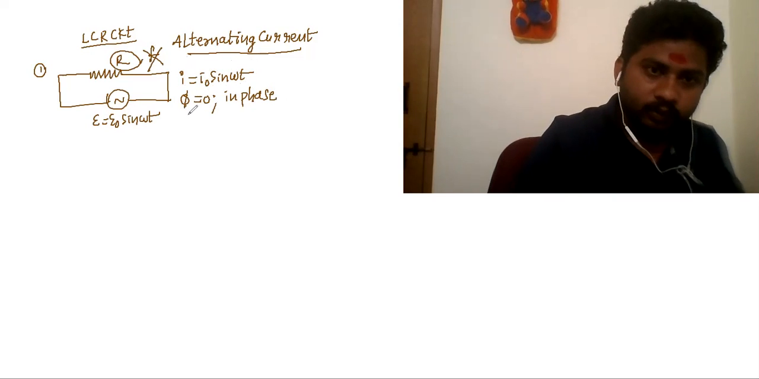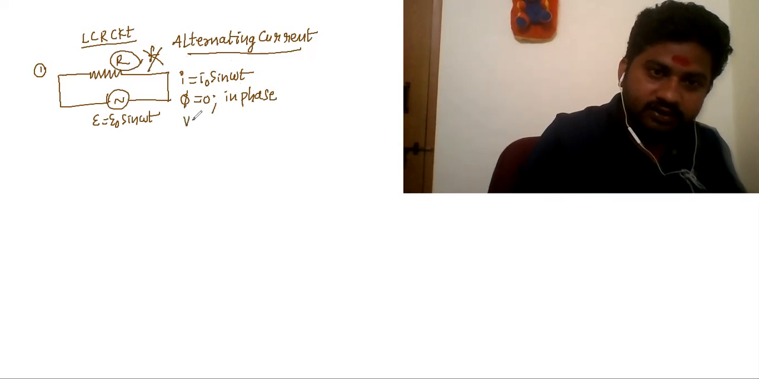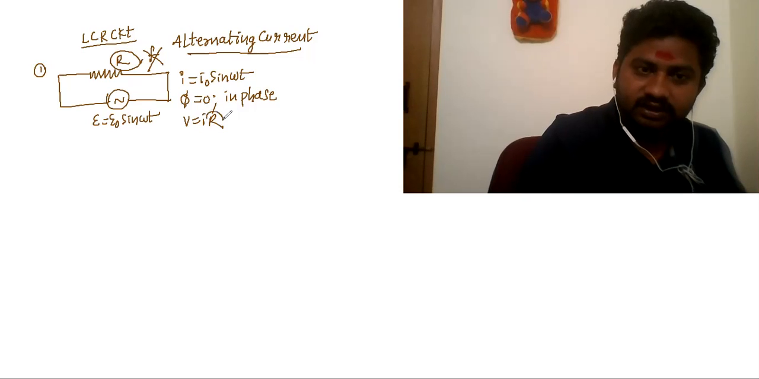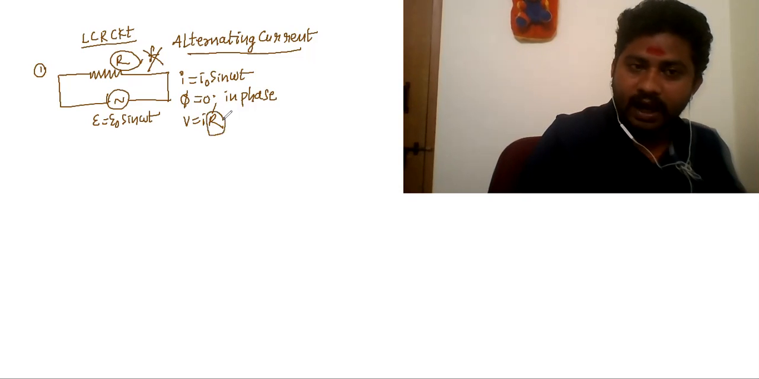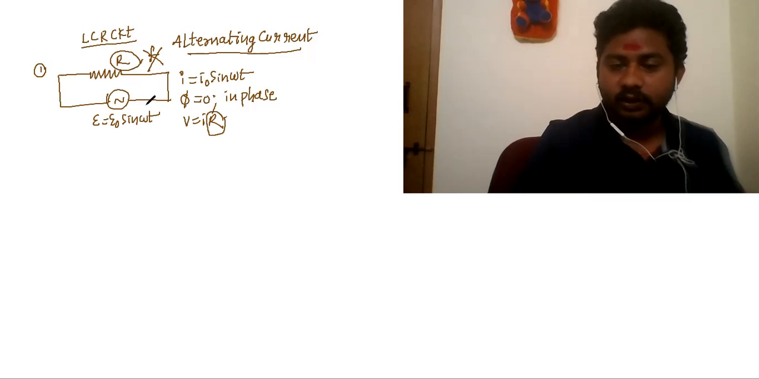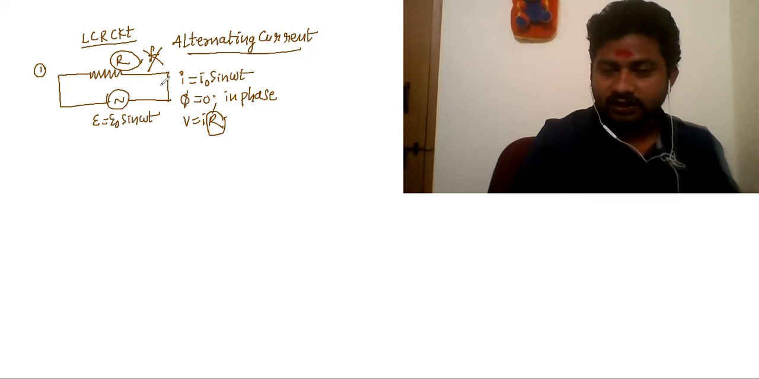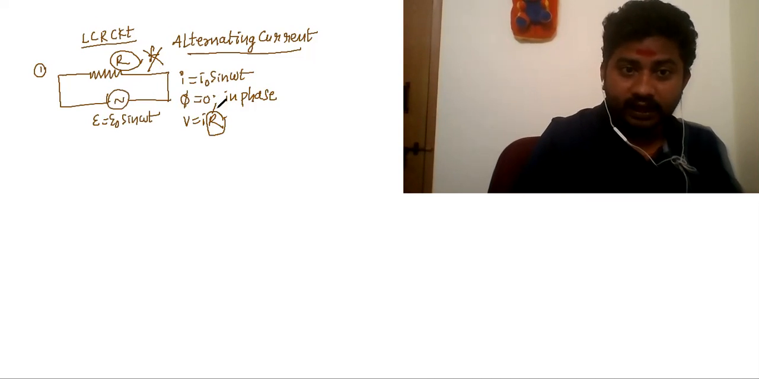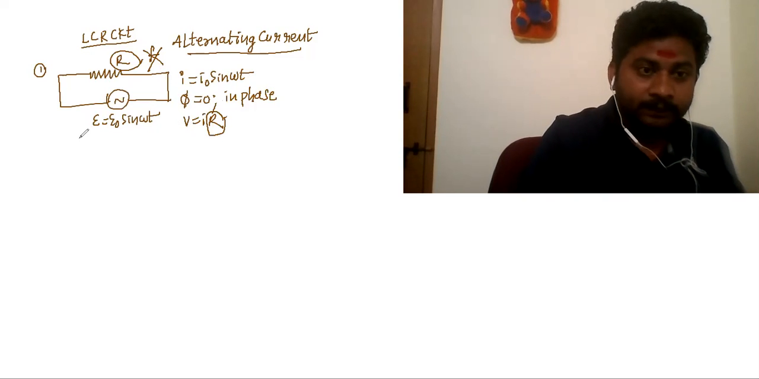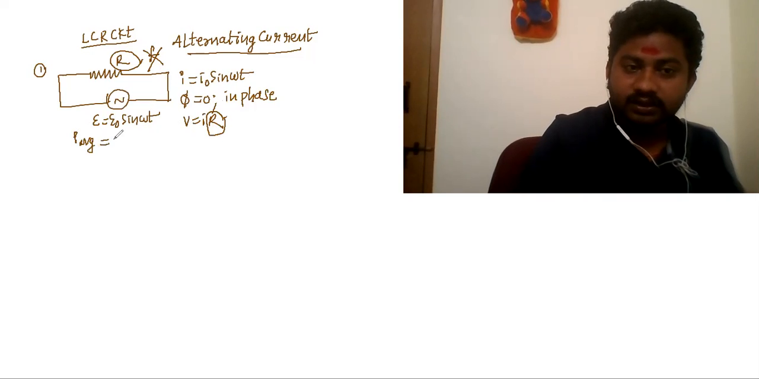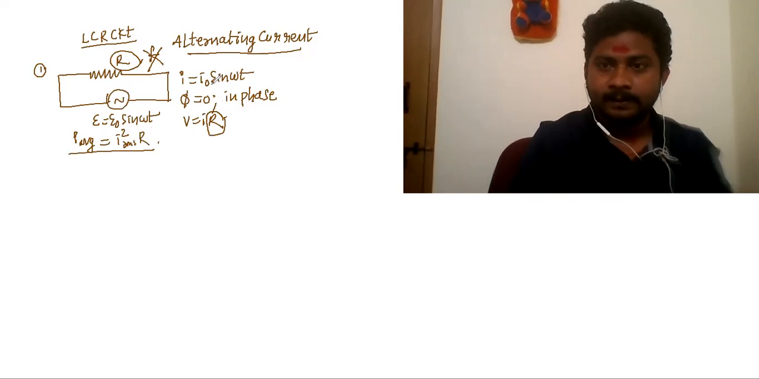One more thing, here V is equal to I into R. So this resistance is equal to V by I only. It is independent of the frequency. One more point we had discussed in this case: the average power associated with this circuit is equal to I square RMS into R. So these are the things we had discussed.